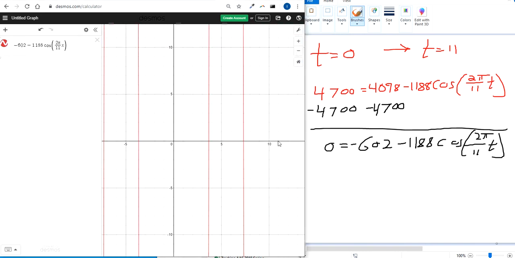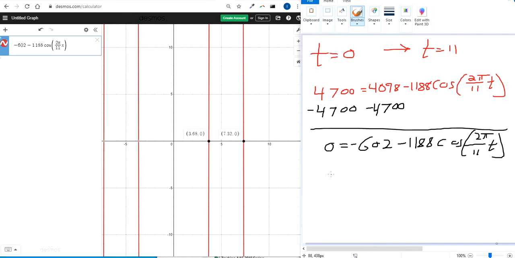Okay, so here's where t equals 11. So here's our two solutions here, round to the hundredth, it seems. 3.68 for t, and then 7.32. Those are the two places where the population is going to equal 4,700.